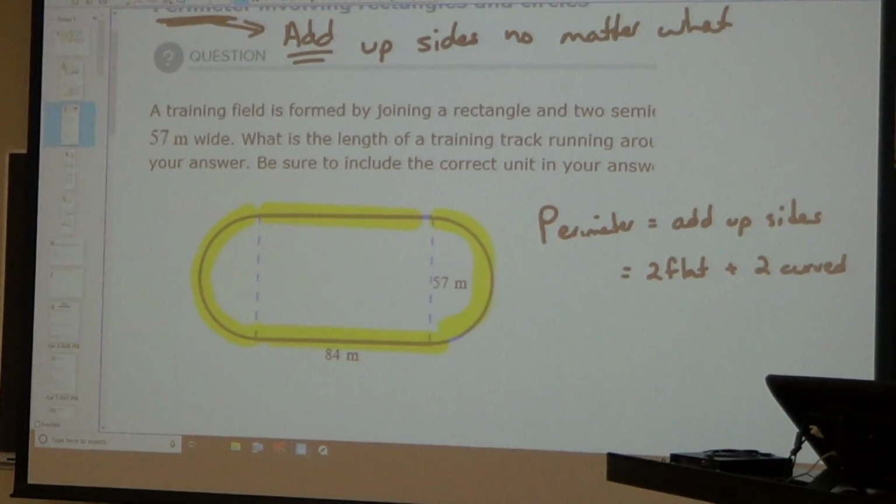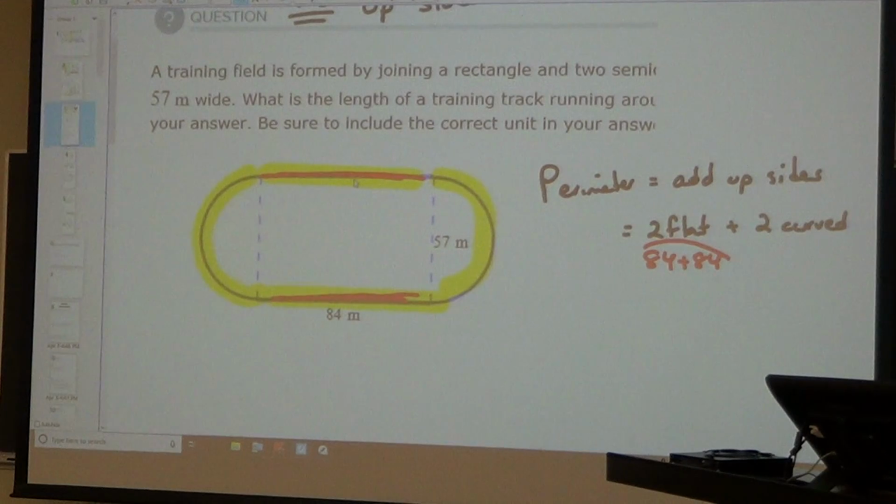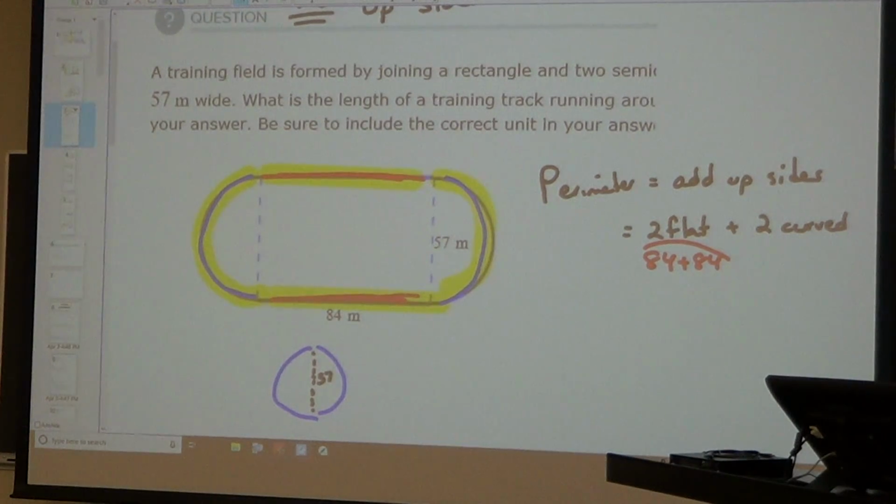Now, my flat sides are easy peasy. 84. 84? And how long is that one? 84. Now, my curved sides are a little bit harder. Just like we did with the other one, if I take this curved piece and this curved piece and put them together, do you agree that makes a whole circle? What is the diameter of that circle? 57. Is everybody with me?